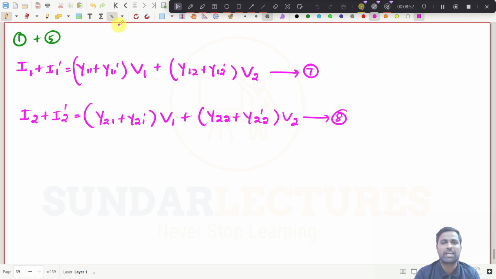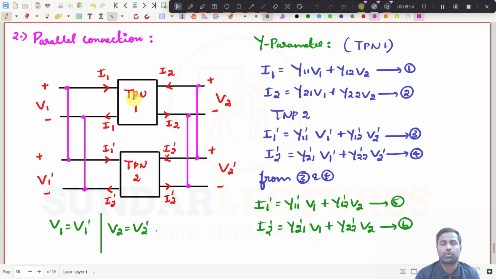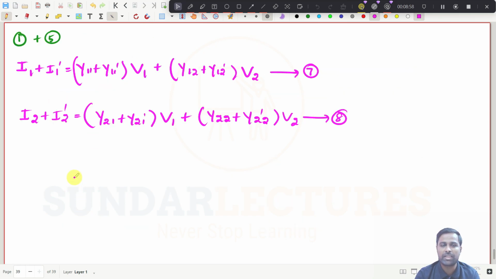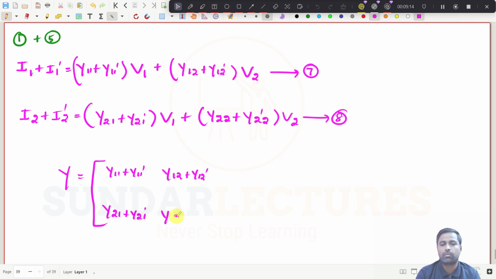See, I1 plus I1 dash, that is what we are getting here. So the currents will be added now. And what will be the Y matrix now? Y matrix will be like this: Y11 plus Y11 dash, Y12 plus Y12 dash, Y21 plus Y21 dash, and Y22 plus Y22 dash. This is the Y matrix.